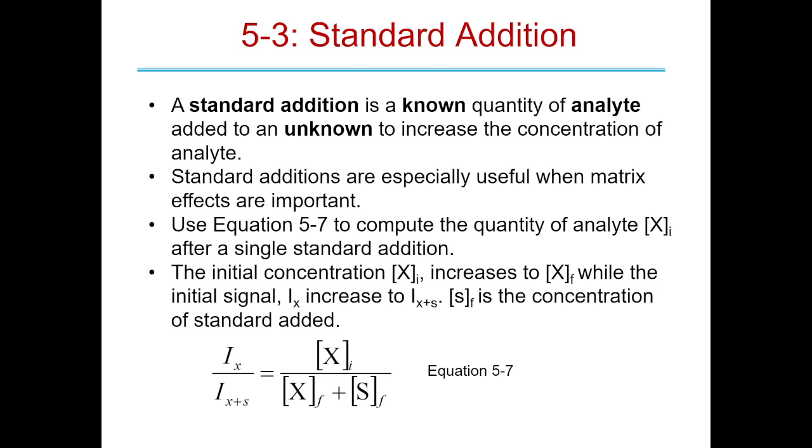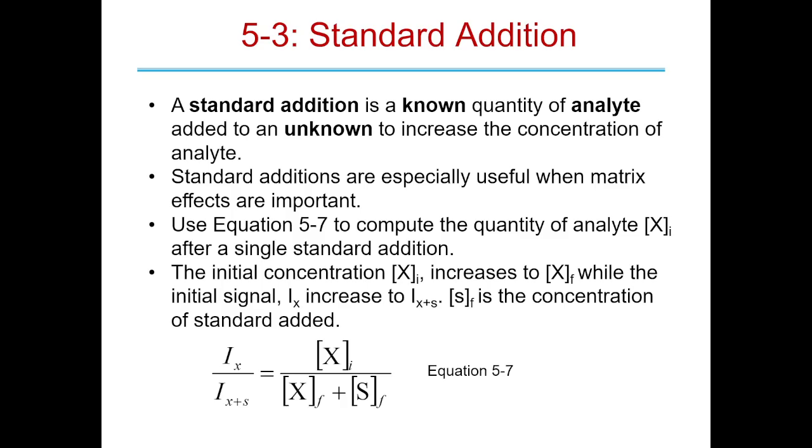Standard addition is a known quantity of an analyte that's added to an unknown to increase the concentration of that analyte. Standard additions are especially useful when you have matrix effects, because they can allow you to correct for those matrix effects and detect them. Essentially, it's a version of spiking, but a little bit more complex, okay? So it's very similar to what we did with spiking, but we're going to do a bit more work on it.